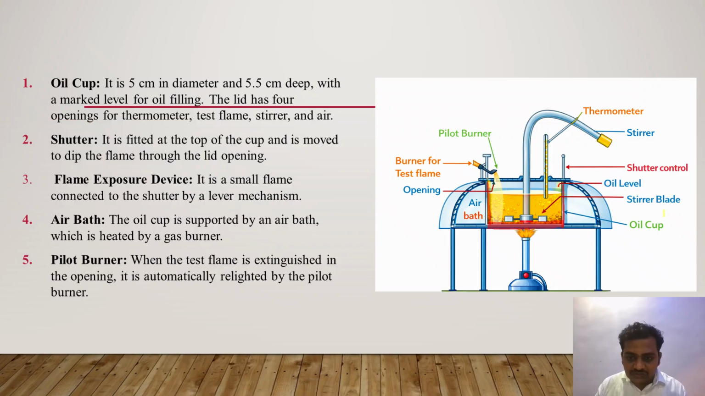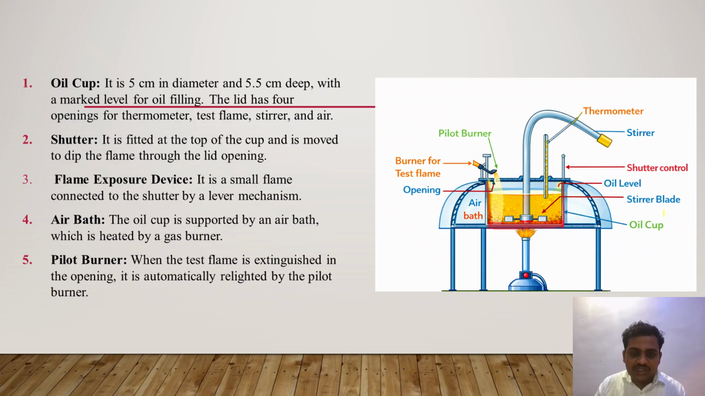The next part is the shutter. The shutter is fitted at the top of the cup and is moved to dip the flame through the lid opening. Here the shutter is used, and its purpose is to move the flame into the lid opening. It is operated such that the flame will be inserted into the oil.